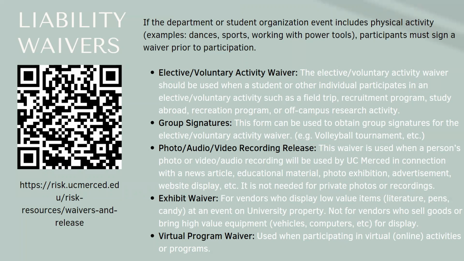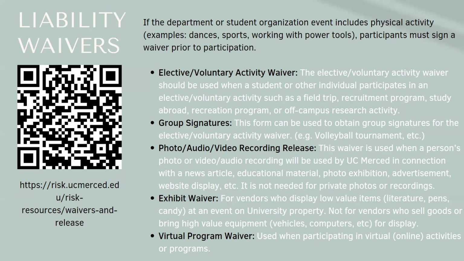Some of these waivers, for example, are the elective voluntary activity waiver. It should be used when a student or other individual participates in an elective voluntary activity such as a field trip, recruitment program, study abroad, recreation program, or off-campus research activities. Group signatures: this form can be used to obtain group signatures for the elective voluntary activity waiver, such as for a volleyball tournament, etc.